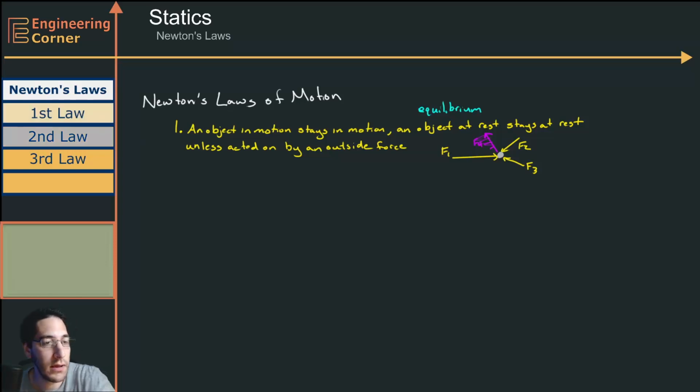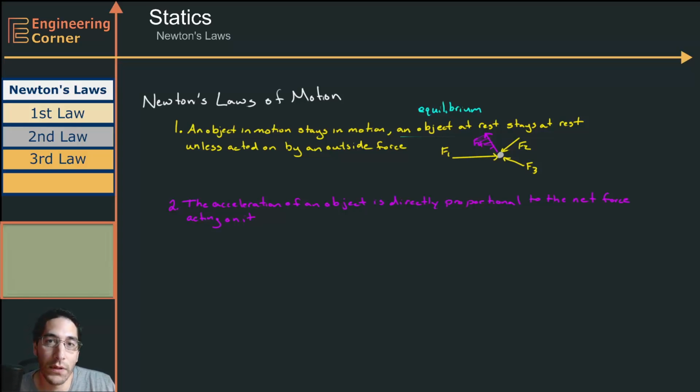Newton's second law says that the acceleration of an object is directly proportional to the net force acting on it. That's what it officially says. An easier way to think about it is the sum of the forces is equal to mass times acceleration. So we can boil down the second law into this equation.